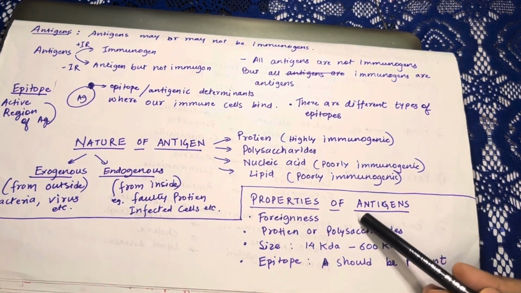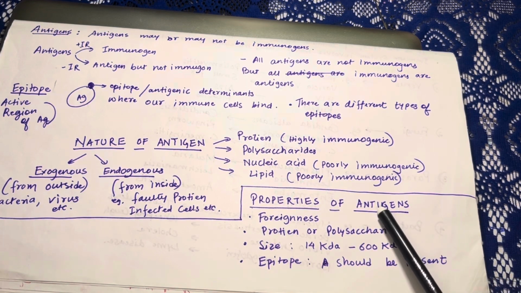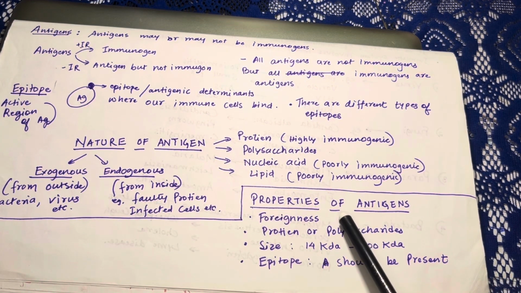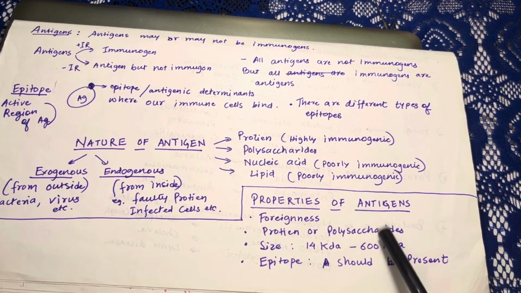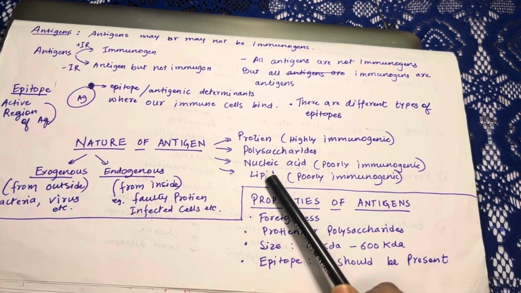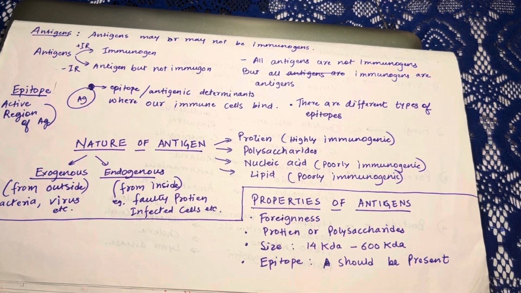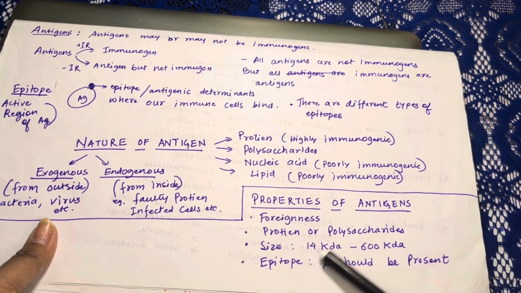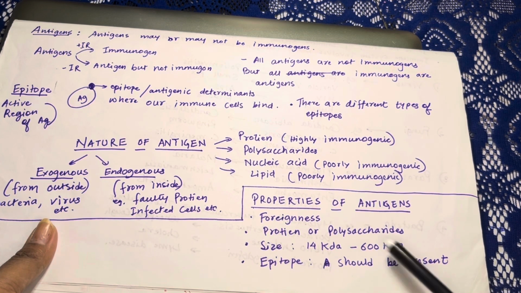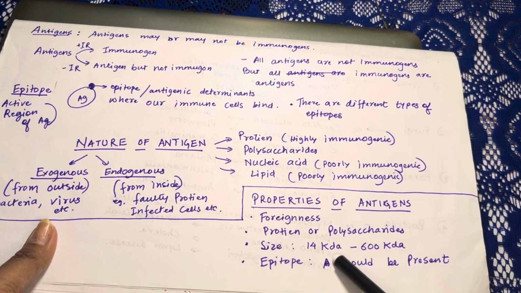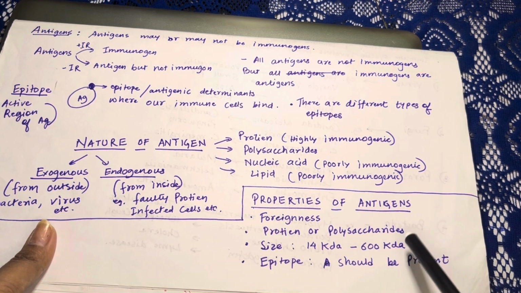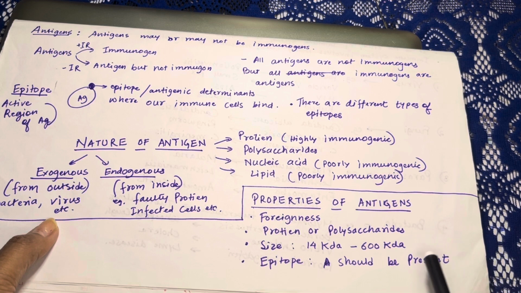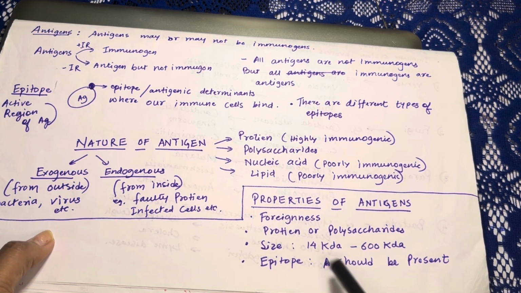Let's see the properties of antigens. In order to be an antigen, it has to be foreign. There should be foreignness. It should be a protein or polysaccharide, but not lipid, because lipids are poorly immunogenic. Size: an ideal size of an antigen to become an immunogen is 14 kilodalton to 600 kilodalton. This is a standard size. If it is smaller than this, then it is not an ideal antigen or immunogen. An epitope must be present. If there is no epitope, then where will our immune cells bind?